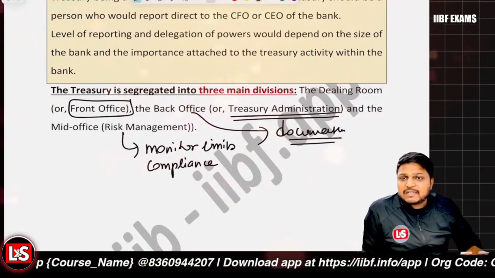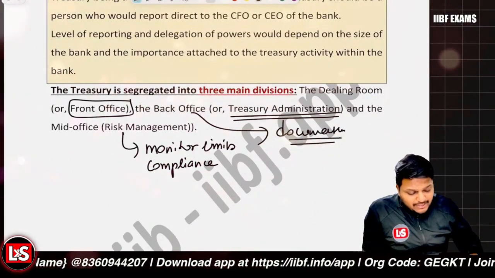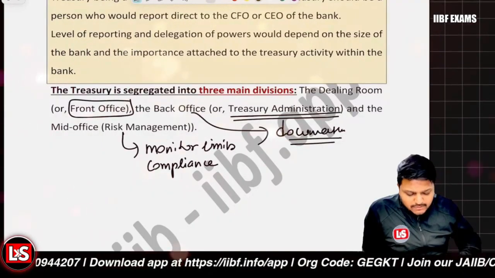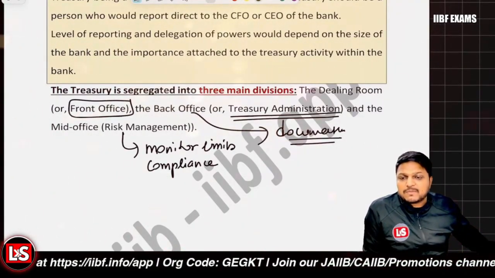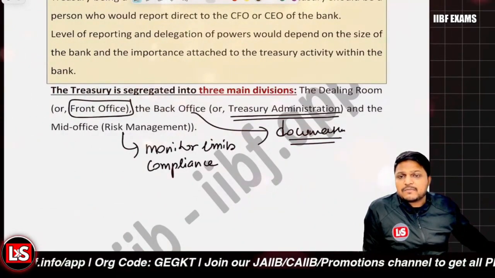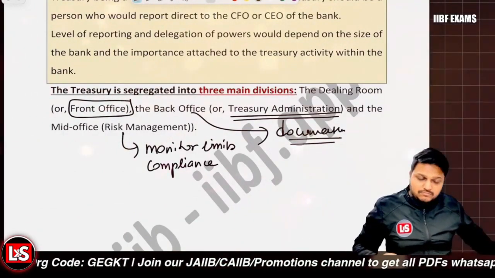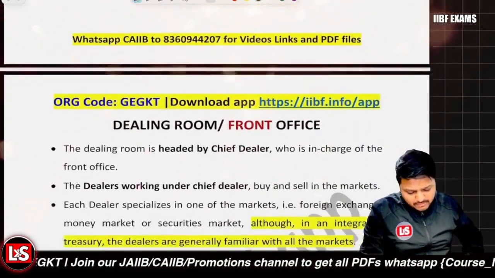And the effective risk management, right? So the treasury administration is related to the back office, the front office does the transactions, and the mid office is related to the risk management purposes. Clear with it so far? Do confirm. Let's have a look at these particular offices.